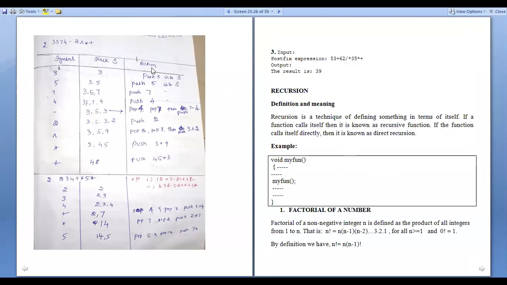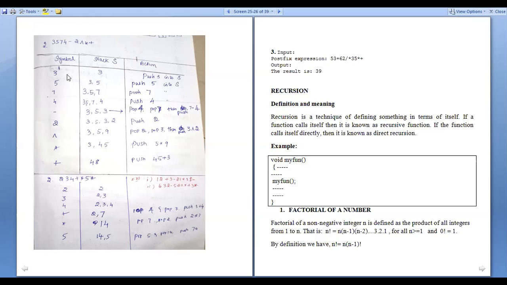We'll go to the example. Here we have an expression, that is a postfix expression: 3 5 7 4 minus 2 power star plus. The symbol ^ is used for power. So we will be having 3 columns for the evaluation: symbol, stack, and action.